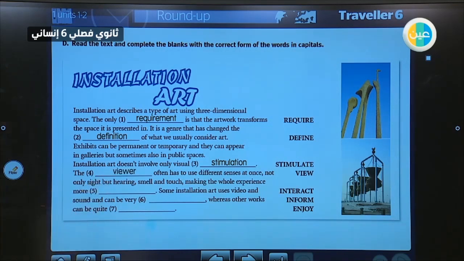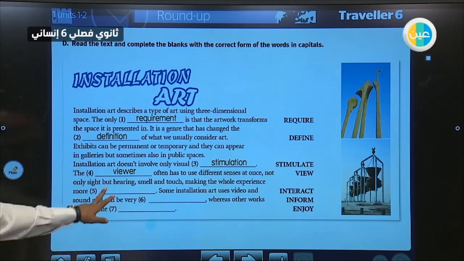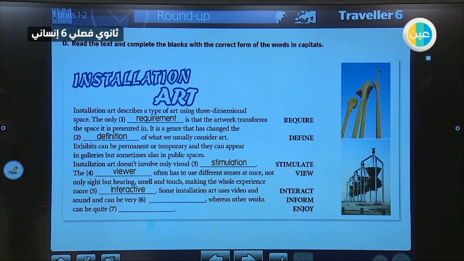Number four, the viewer often has to use different senses at once. The viewer, meaning the person who watches. The viewer often has to use different senses at once, not only sight but hearing, smell and touch, making the whole experience more interactive. Interact is a verb, it means to collaborate or communicate with someone. But when it is interactive, it is an adjective here.